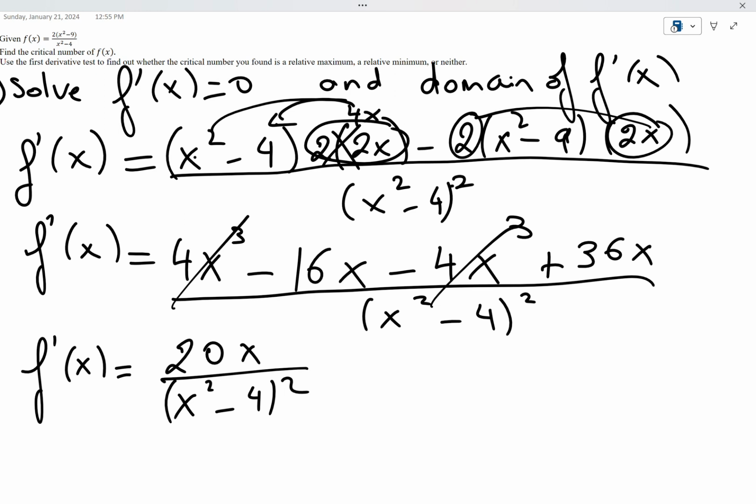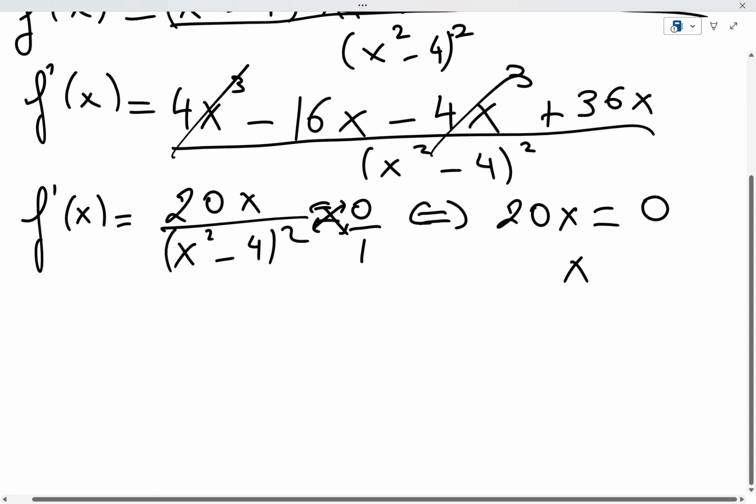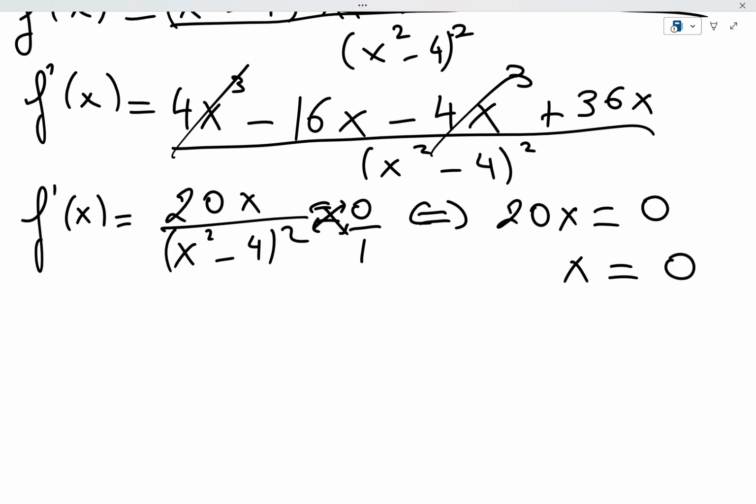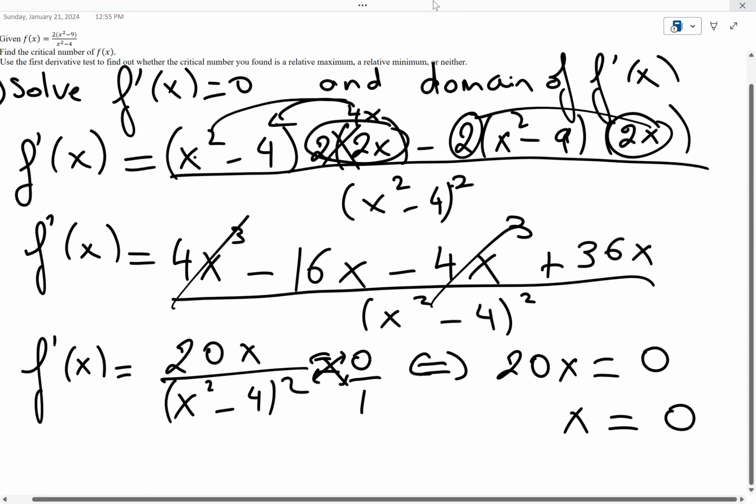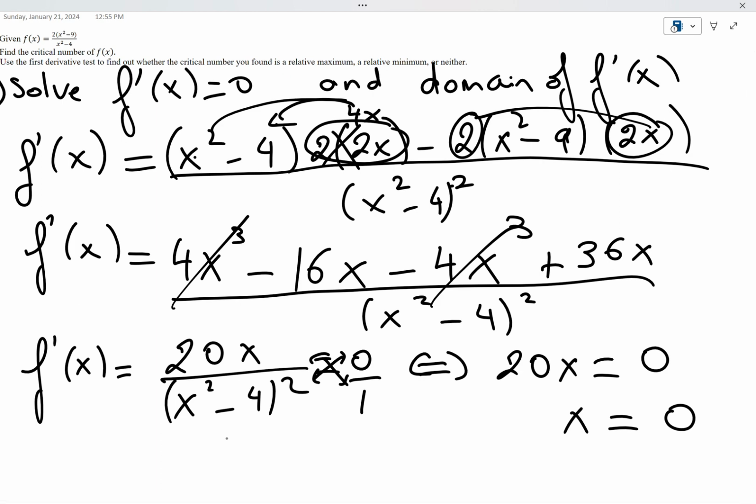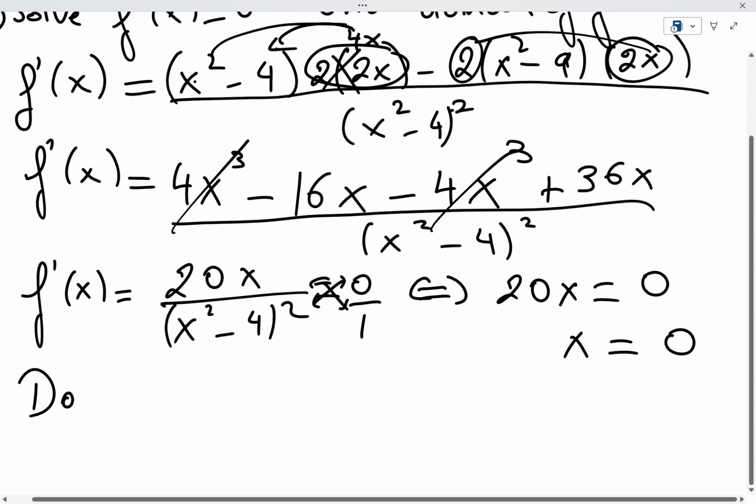Now we need to figure out where the derivative is 0, so we set this equal to 0. A fraction is 0 means that its numerator is 0, because if you cross multiply, you get 0 times x squared minus 4 squared, that's going to be 0, and you get 20x times 1 is 20x, so it's the same thing as 20x equals 0. So again, a fraction is 0 if its numerator is 0, and so that gives us x equals 0. So that's the only critical number that we have where the derivative is 0, meaning you have a horizontal tangent line. We also need to find the domain of f prime.